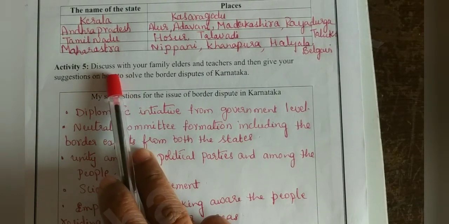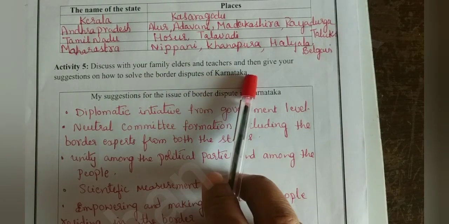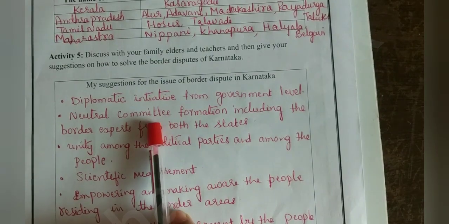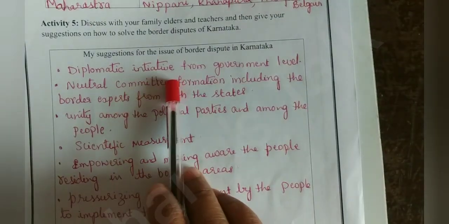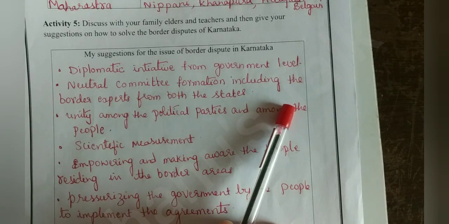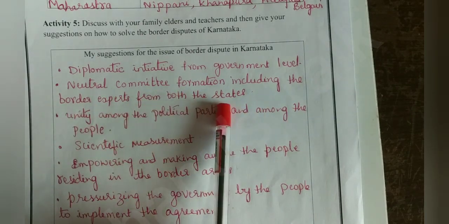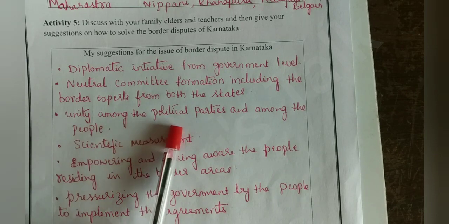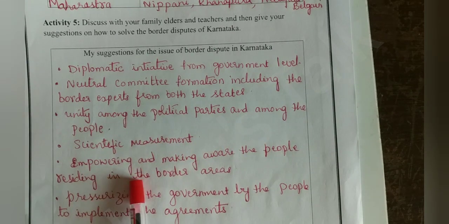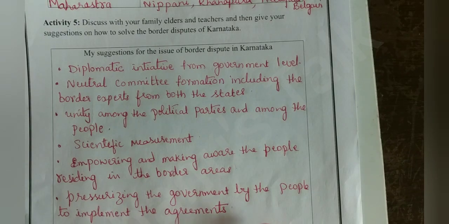Activity 5: Discuss with your family, elders and teachers and then give your suggestion on how to solve the border disputes of Karnataka. So my suggestion: diplomatic initiative at the government level, formation of a neutral committee including border experts from both states, unity among the political parties and among the people, scientific measurement, empowering and making aware the people residing in the border areas, and pressurizing the government by the people to implement the agreements.